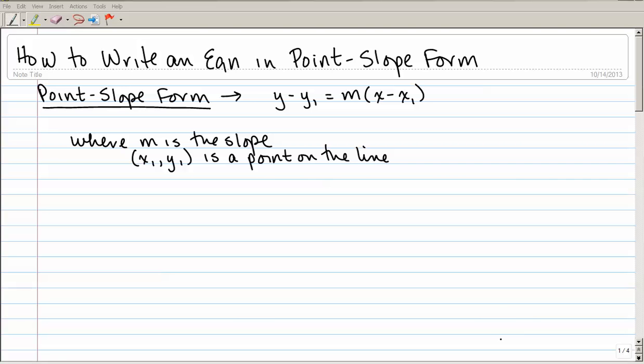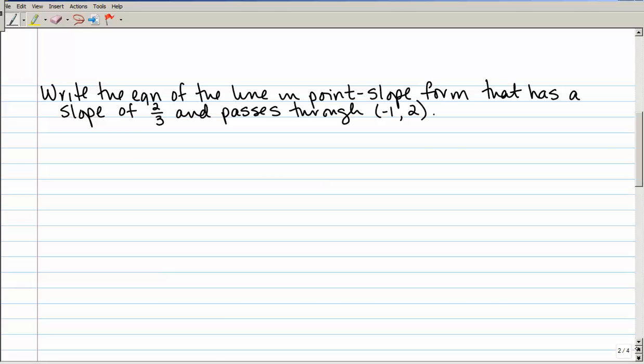Here's how to write an equation in point-slope form. Recall that point-slope form is y minus y1 equals m times the quantity x minus x1, where m is the slope and (x1, y1) is a point on the line. Here's an example. Write the equation of the line in point-slope form that has a slope of 2/3 and passes through the point (-1, 2).